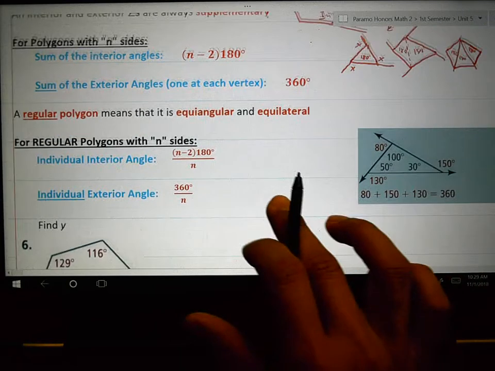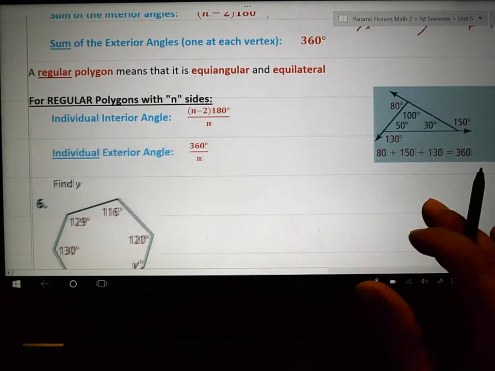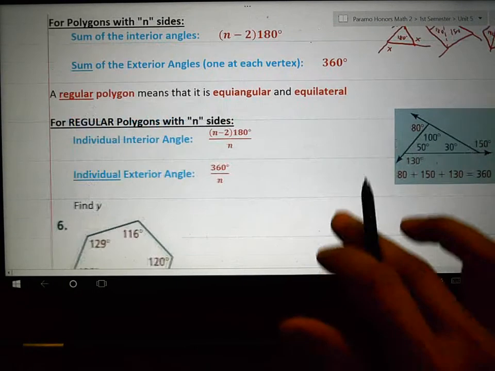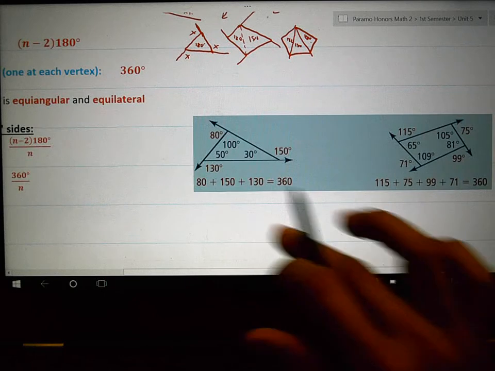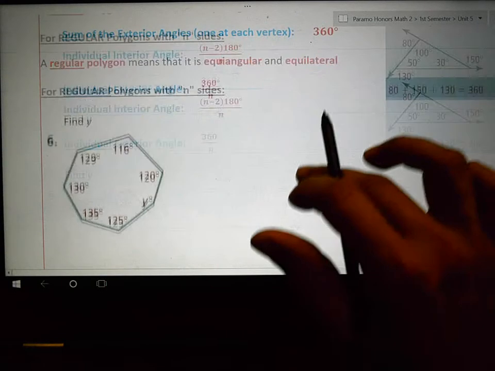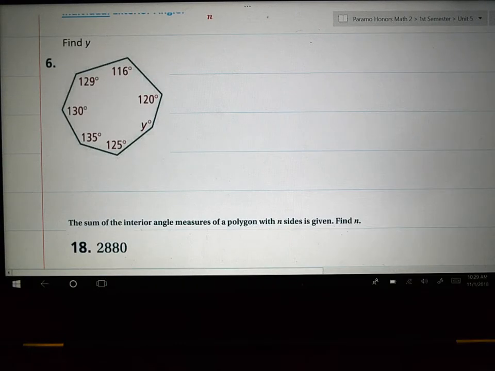Okay, so let's do some examples. I had this one, but I'm not going to use that after all. Let's go to number 6. This is in your textbook. If you want to do this in your textbook, you are welcome to pull that out and do this with me.